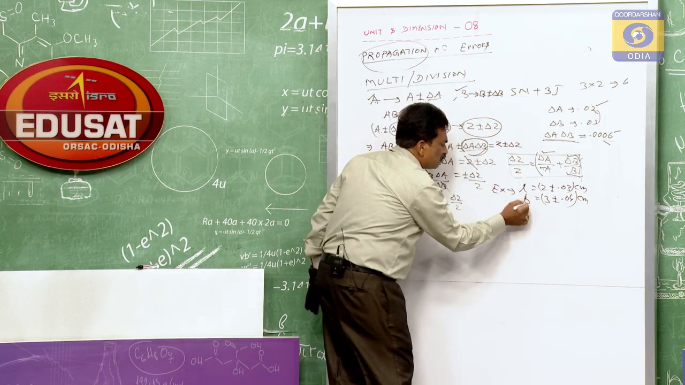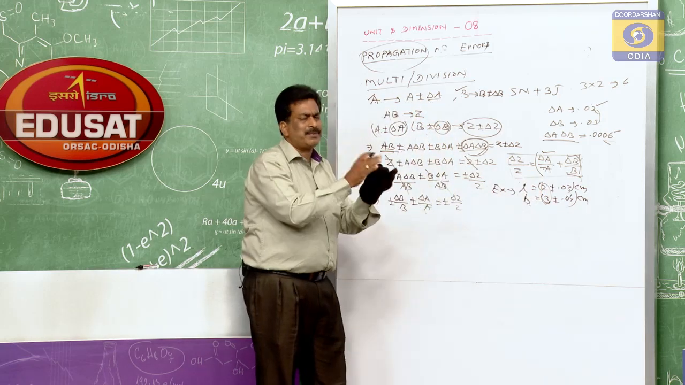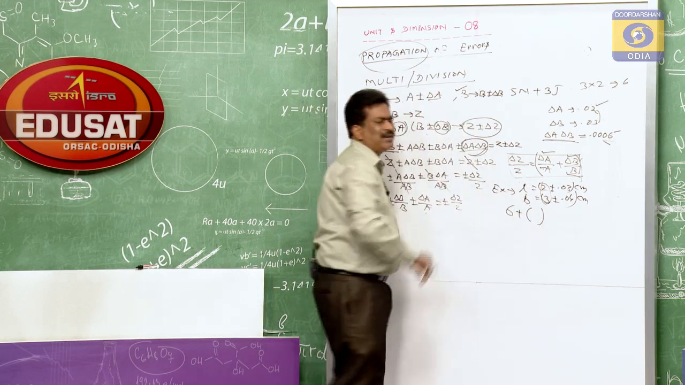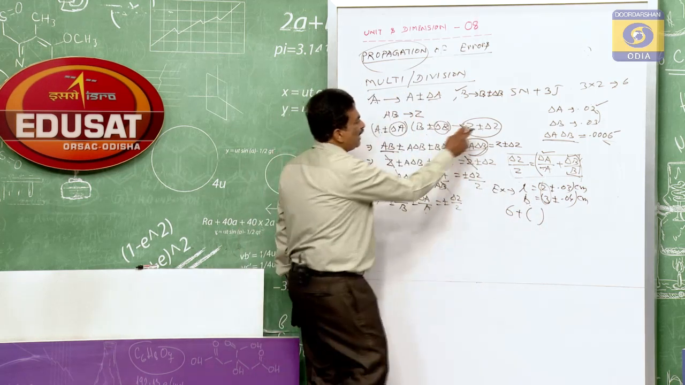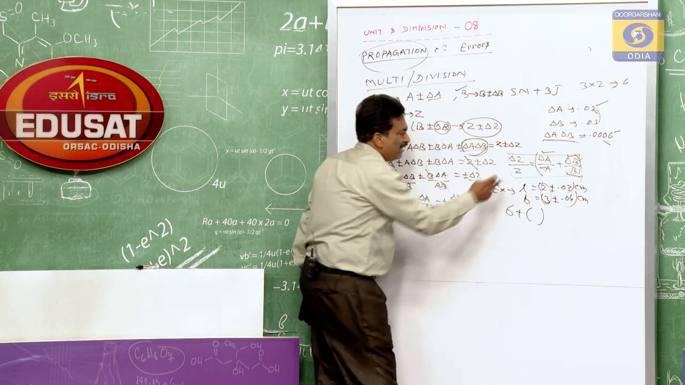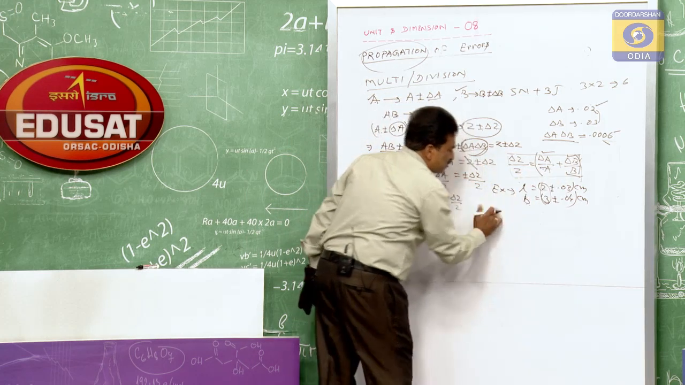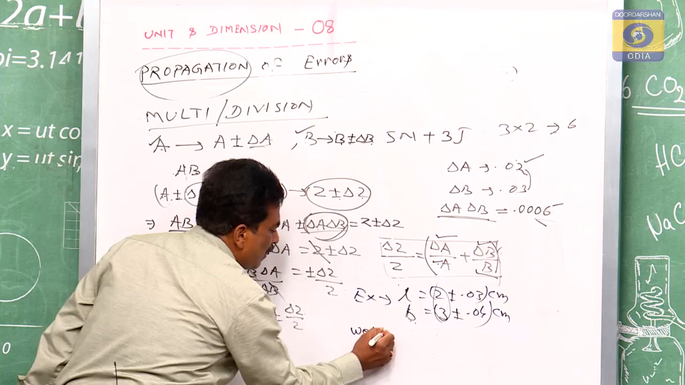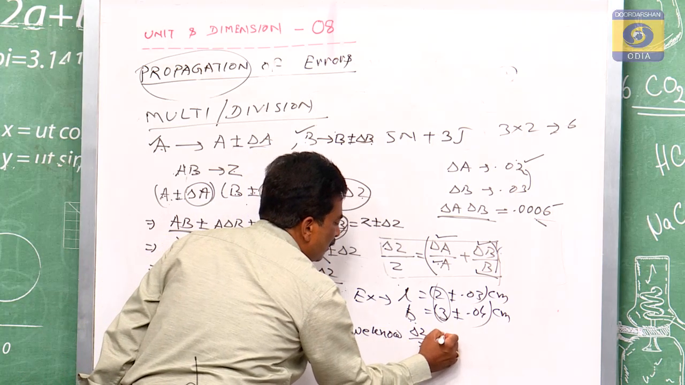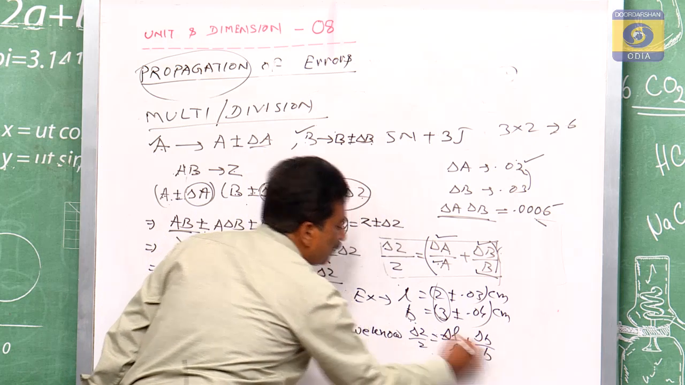When these two are multiplied, your real values are multiplied. With that multiplication there will be certain errors, and that error value is your del Z. But we are not determining del Z directly. We are determining del Z by Z. So for this you have to write, we know del Z by Z is equal to del L by L plus del B by B.